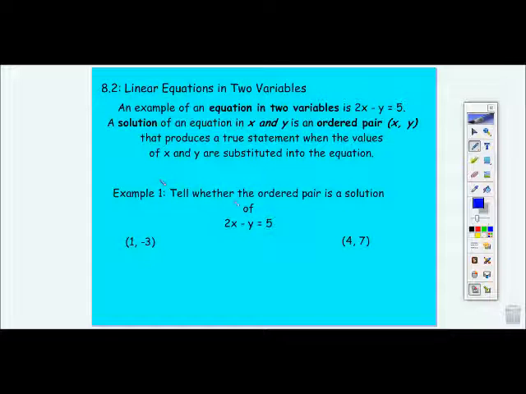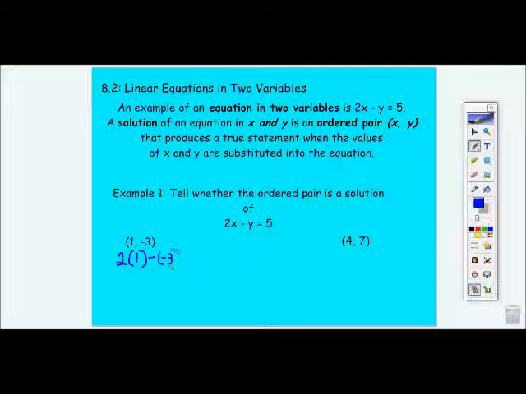So for example 1, they're going to give us the equation 2x minus y equals 5. And we're going to see if the two ordered pairs they give us are solutions or not. I chose to do this with writing with my finger so you could see each step. So I'm going to rewrite the equation 2, but I'm going to substitute in my x, which is 1, minus y, which is a negative 3.